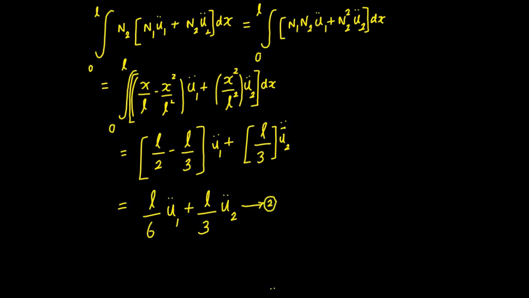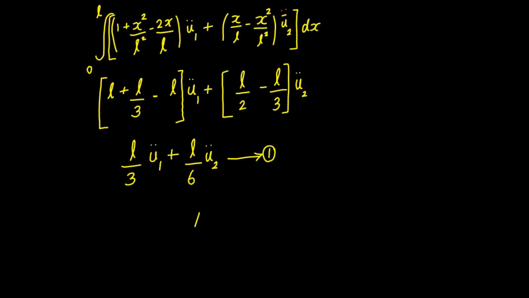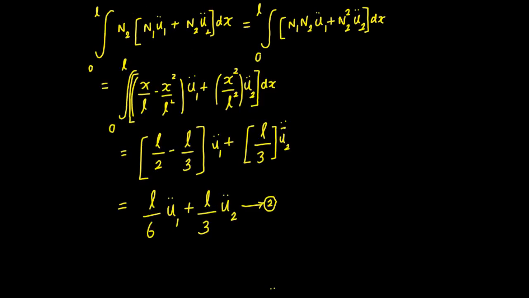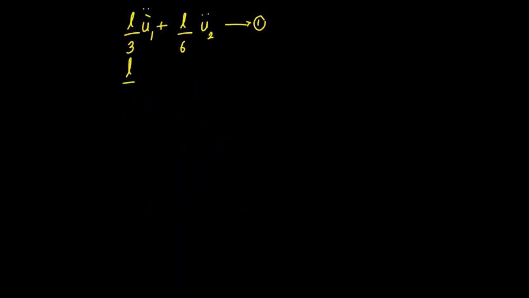Now I'm going to write the first and the second equation in the form of a matrix. Where is the first equation? Our first equation is L by 3 into u1 double dot plus L by 6 into u2 double dot. That's our first equation. The second equation is L by 6 into u1 double dot plus L by 3 into u2 double dot. That's our second equation.